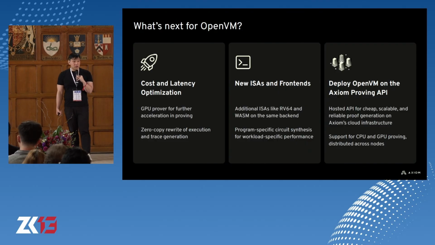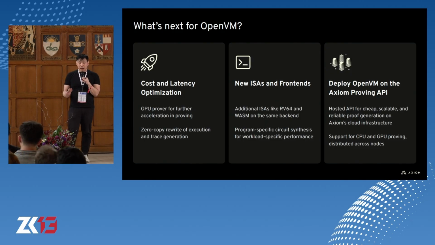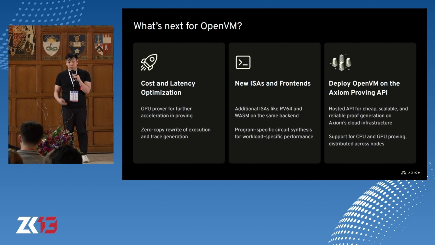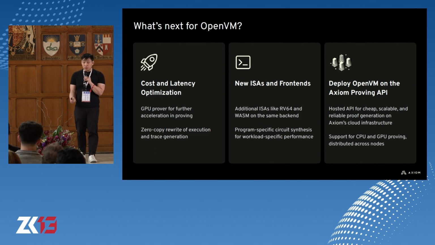So in the next couple months, we're going to continue to optimize and add features for OpenVM. To talk through a couple of the highlights, first, we are building a GPU prover to further accelerate proving, and working on making our execution and trace gen zero copy. Secondly, on the ISA front, one thing we think is really exciting about the modular approach is to add support for different ISAs, like RV64 and WebAssembly, while maintaining uniformity on the VM backend.